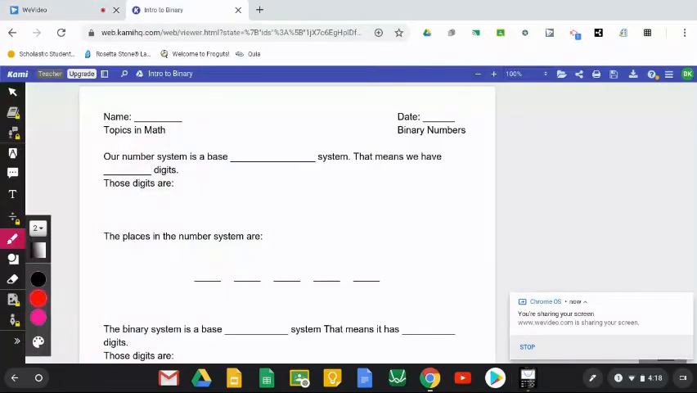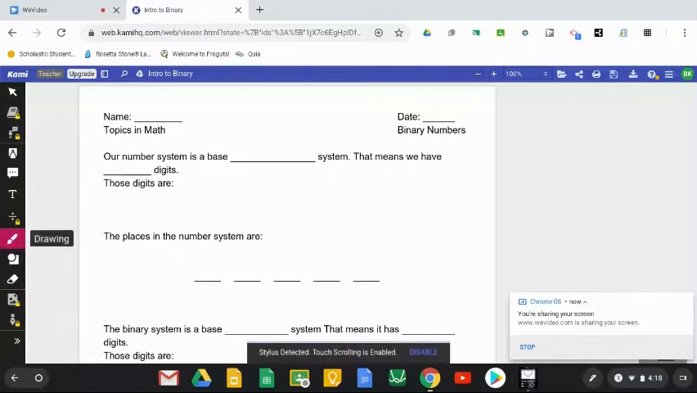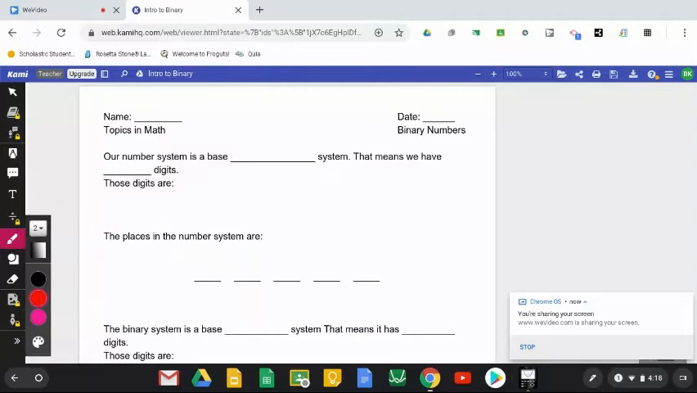So we're going to talk about binary numbers now. First, we got to know what a binary number is. So we got to talk about our number system. Well, our number system, what is that? Well, that's 1, 2, 3, 4, 5, 6, 7, 8, 9, and 0. So our number system is a base 10 system.